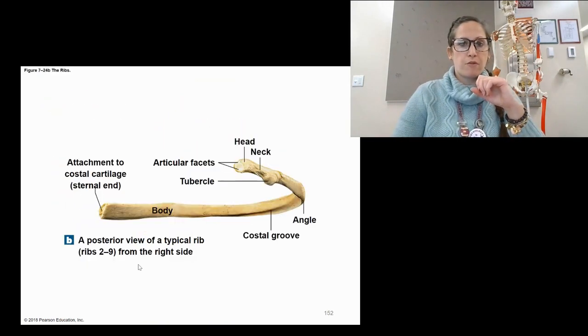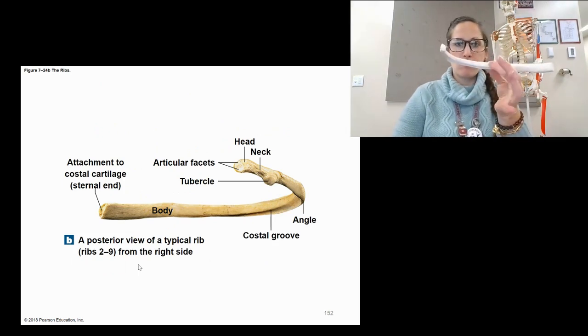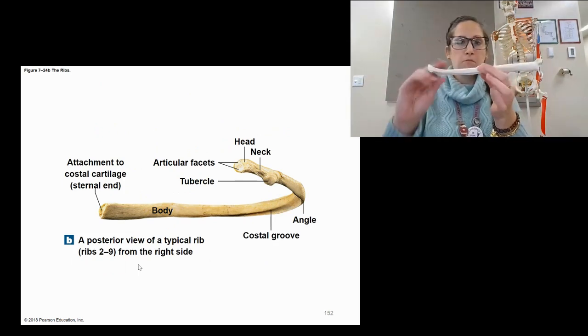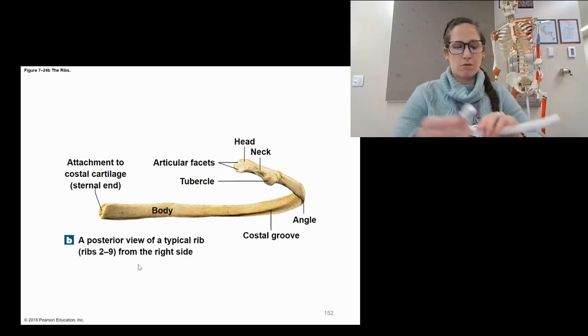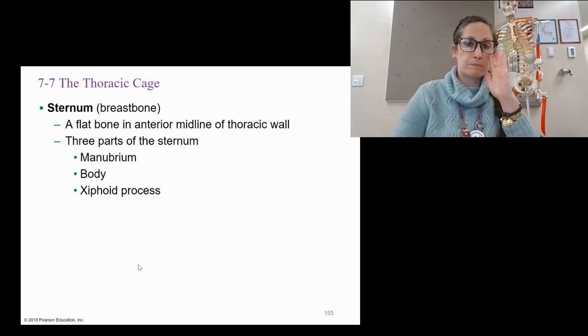I am just going to fly right by here. Again, this is a view of a rib. You'll certainly be able to look at them in class and take a peek at them online, but you do not need to know any markings on the ribs.